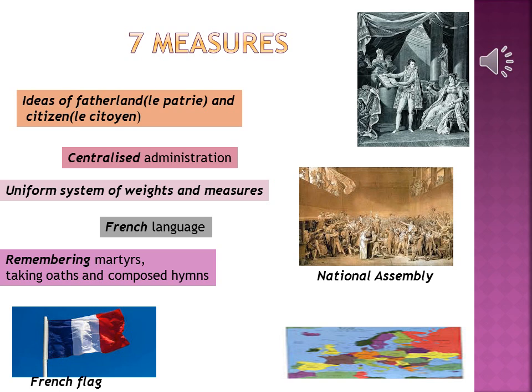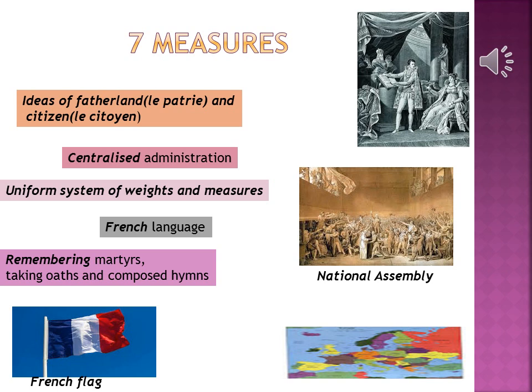Similarly, a French flag, the tricolour, was chosen to replace the former royal standard. That's the second point. Third is the Estates General, about which we learnt last year, was now elected by a body of French citizens, which was called the National Assembly. Then, new hymns were composed, oaths taken, and martyrs remembered, all in the name of nation.